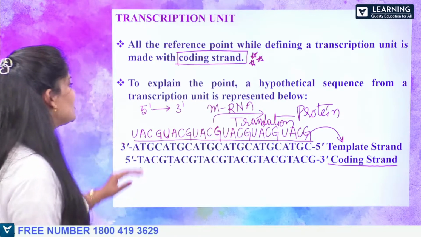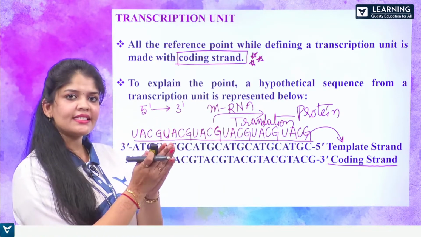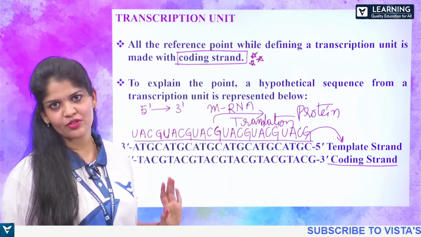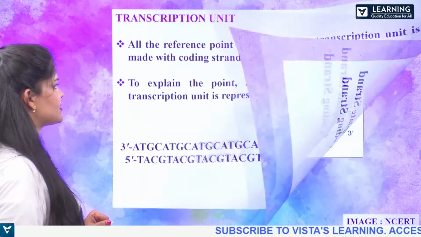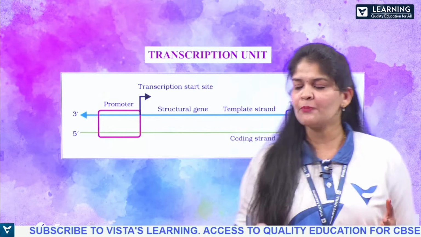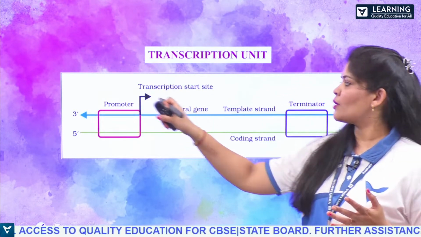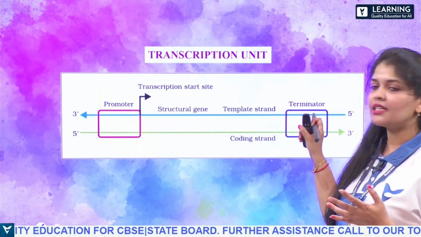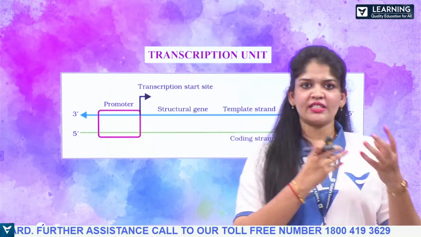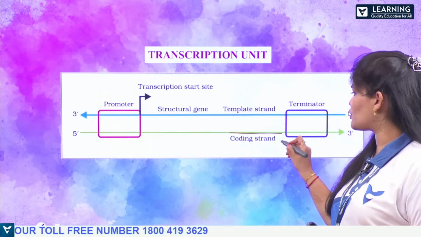That is it. So here is a hypothetical sequence given to help you understand the polarity of the template strand and the polarity of the coding strand, right? Now, moving ahead. Here is a representation, we already discussed it. On either side of the structural gene, we have a promoter and a terminator. The defining of the promoter and the defining of the terminator is all with reference to the coding strand. This is the coding strand.